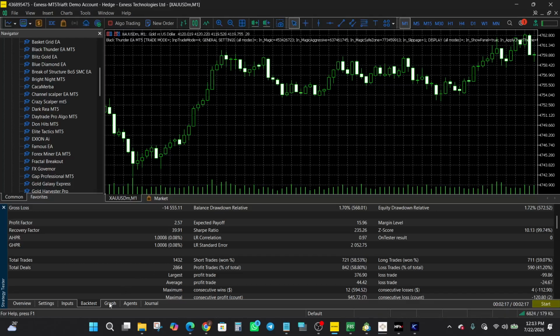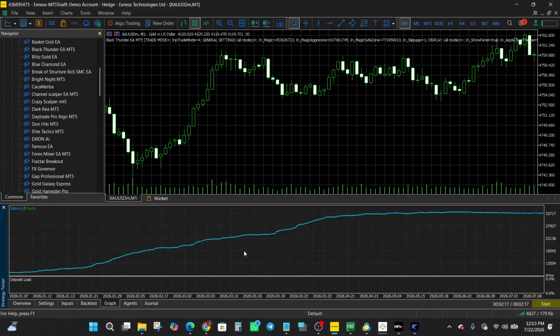All right, looking at the balance and equity curve here, it's also pretty smooth. The balance and equity are very tightly close to each other. Okay, so that shows that there were no massive drawdowns, and the growth was generally steady over time.